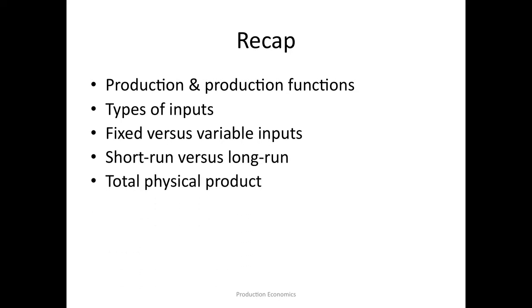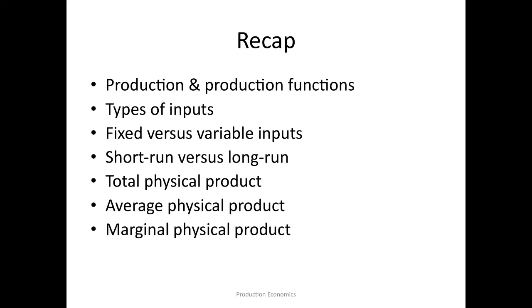We talked about total physical product. This is simply the relationship between output and an input, and showed how total physical product can be used to determine average physical product, where average physical product is simply the level of output divided by the level of inputs that are used. This is different from marginal physical product, where marginal physical product measures the change in output arising from a 1 unit change in the input.